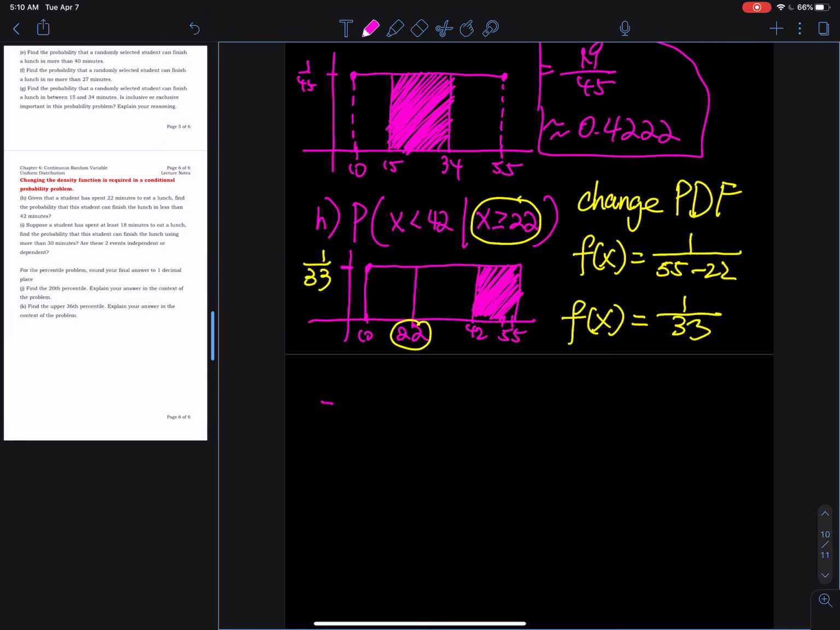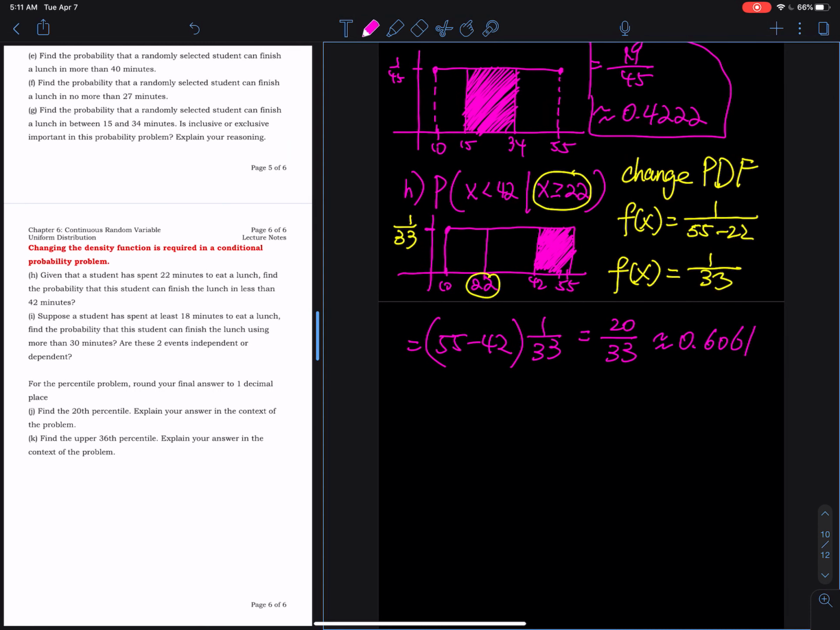So this is 55 minus 42. How come we are not using the 22? Because greater than 42 covers the 22. So they are actually independent. Greater than 42 covers the first event. So we only need 55 and 42. And then times 1 over 33. So you have 20 divided by 33. That is around 0.6061. That is your answer.